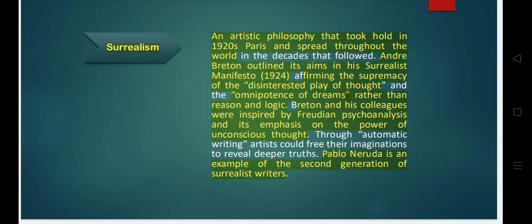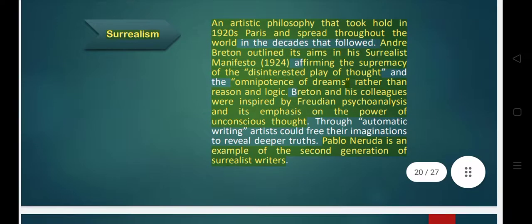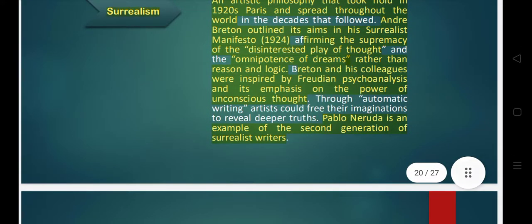This was an artistic philosophy that took hold in 1920s Paris and spread throughout the world. Important writers include Andre Breton, who outlined its aim in the Surrealist Manifesto and affirmed the supremacy of the disinterested play of thought and the omnipotence of dreams rather than reason and logic. Breton and his colleagues were inspired by Freudian psychoanalysis. Sigmund Freud's psychoanalytical theories emphasize the power of unconscious thought.